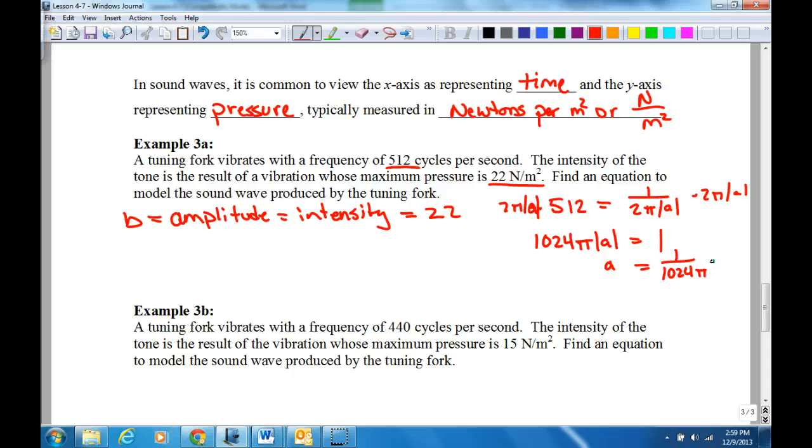Okay? So I got an A, I got a B. So let's write this out. We have y over b, which is 22, equals sine of x over 1 over 1024 pi.